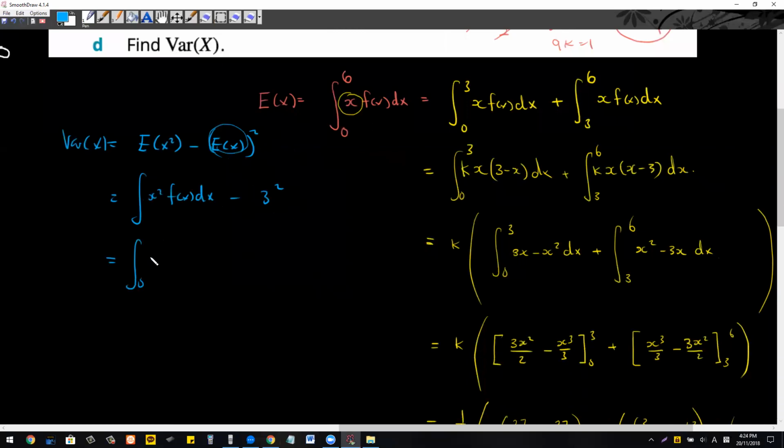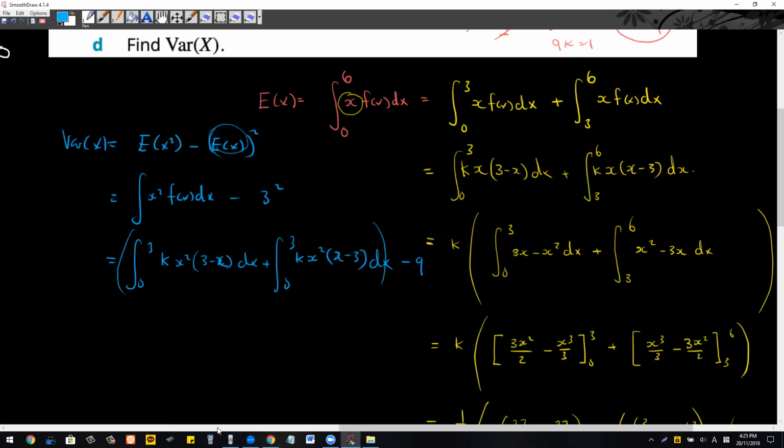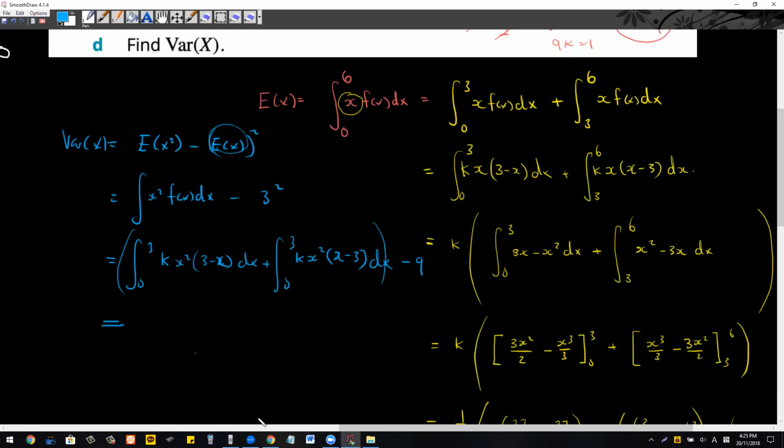So this one is 0 to 3, k x squared times 3 minus x dx, plus 0 to 3, k x squared, what is it, x minus 3. Sure. Yep, makes sense. And then you have to do minus 9, this bit here. So what I did in the calculator is, oops, what's going on? It's an error. Anyway, I think it was 27 on 2 or something.